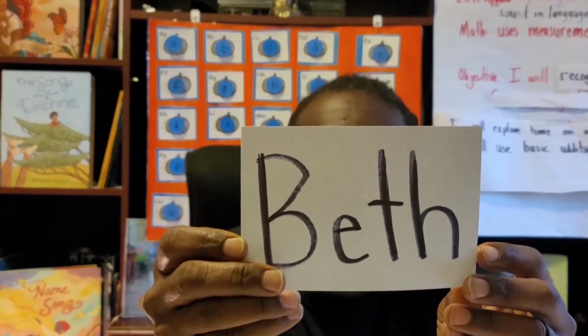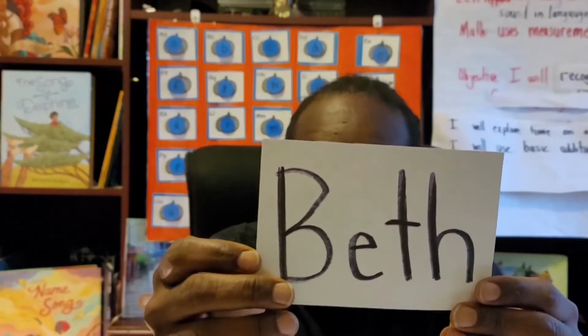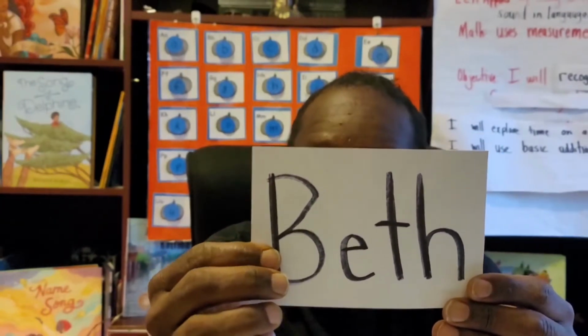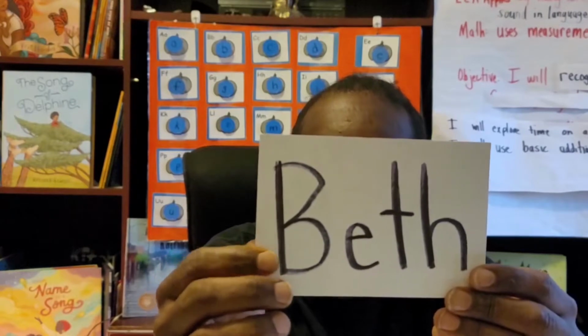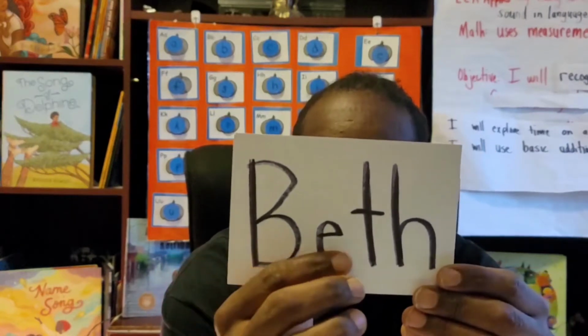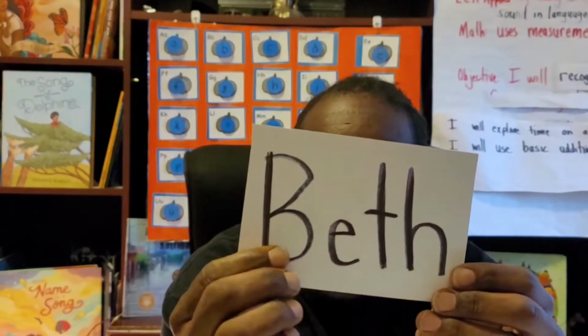All right. And whose name is this? Beth. Yes, that's Beth. Starts with the letter what? B, capital B. B-E-T-H. B-E-T-H. And whose name is this?